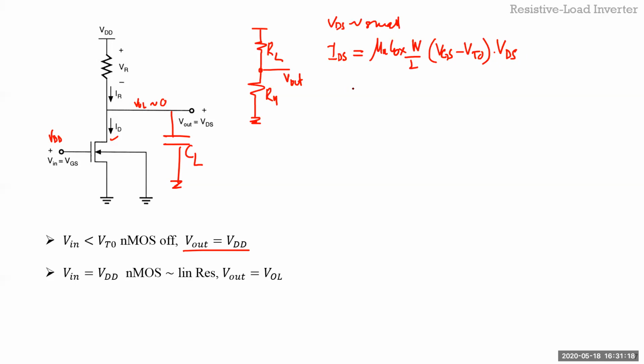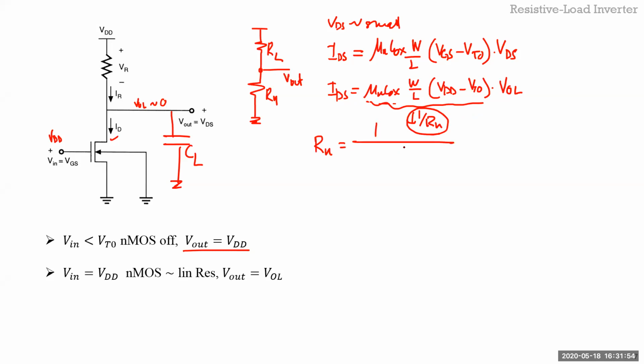So in this particular case, this will be mu n Cox W over L (VDD minus VT0), and VDS is nothing but V out, which is that quantity VOL, right? So that's your IDS flowing through this. So this is nothing but 1 by Rn, this quantity here, because IDS is equal to VOL by R. So that's 1 over Rn, right? So Rn is equal to 1 over mu n Cox W over L (VDD minus VT0). Okay.